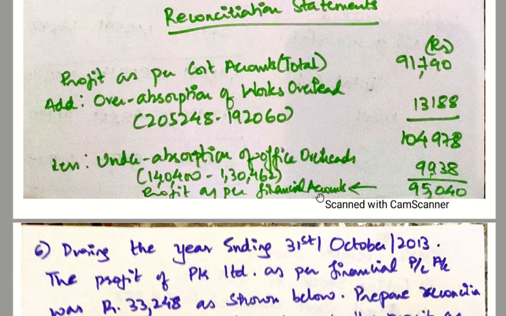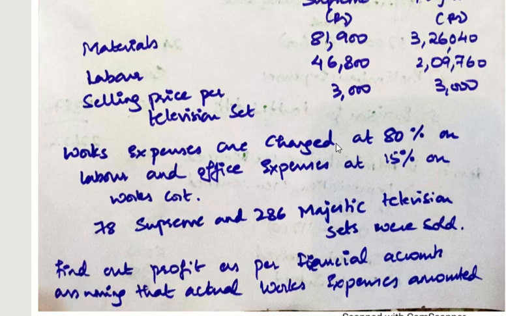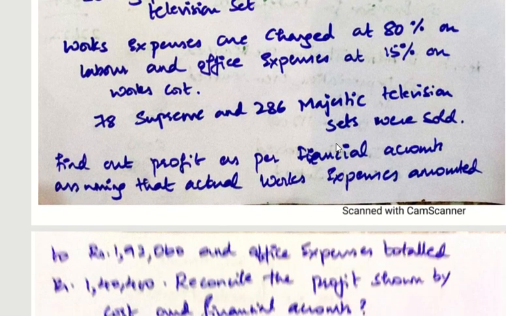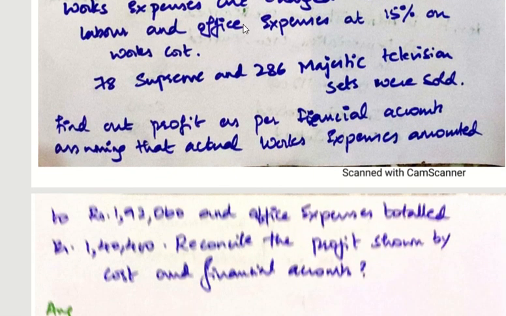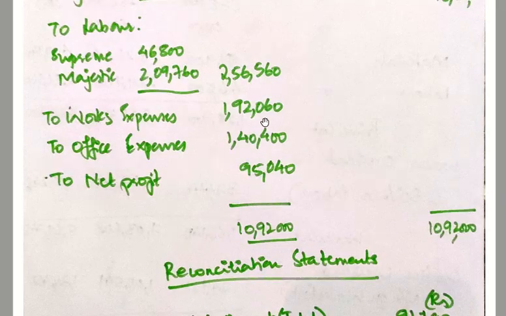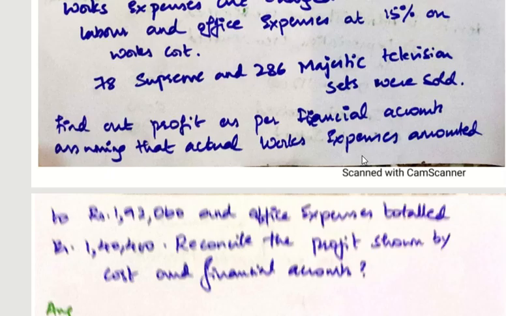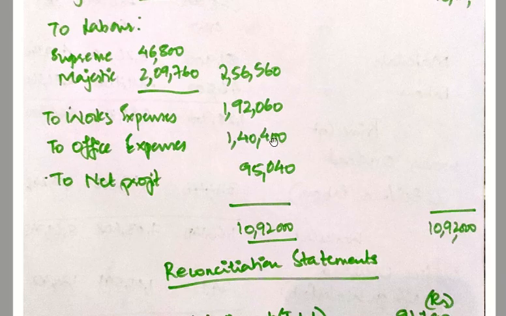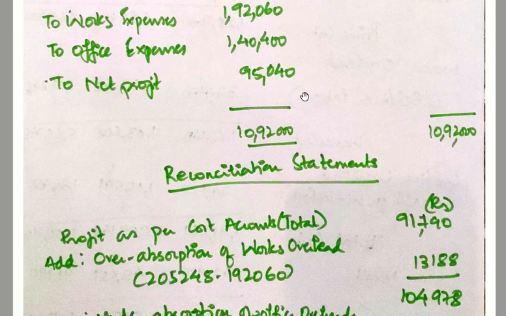Now what we'll do is the reconciliation statement. So we start with profit as per cost account, which we have found out 91,790. If we see, there is an adjustment which is given. So this works expenses and office expenses, don't take it from the cost account. It is given in your question, which is 1,92,060, and office expenses 1,40,400. So you get a net profit 95,040.